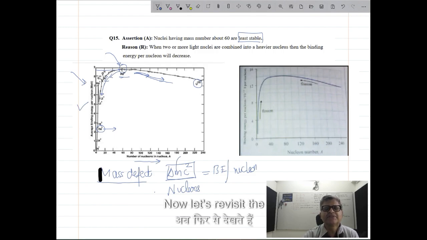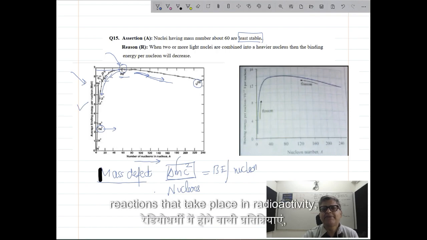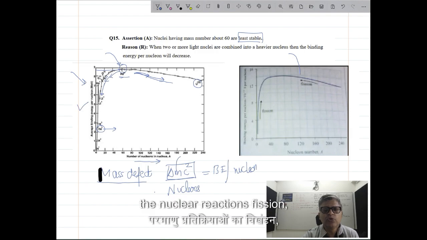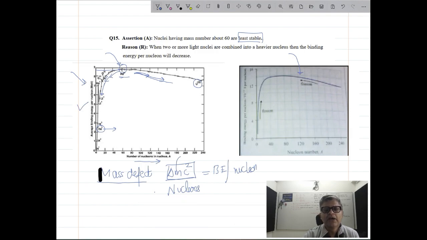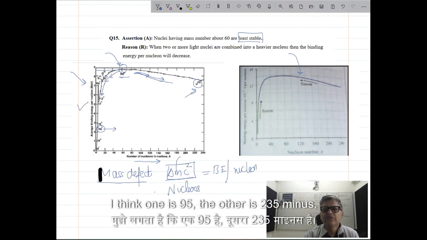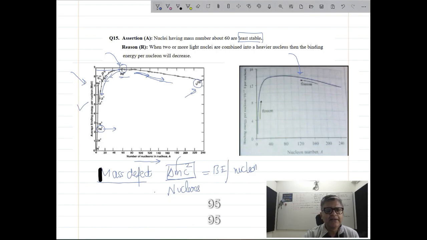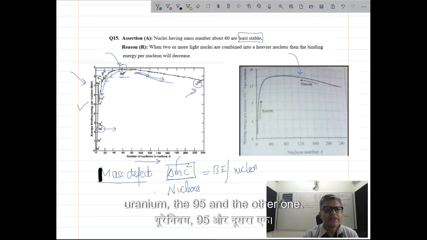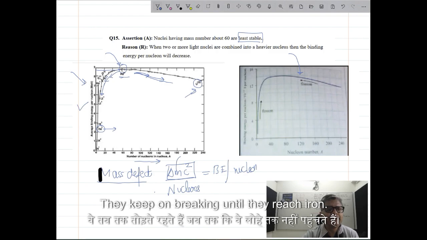Now let's revisit the reactions that take place in radioactivity, right? So the nuclear reactions, fission, right? What it does is it breaks the uranium into two parts. I think one is 95, the other is 235 minus 95. And then the daughter nuclei, which come from uranium, the 95 and the other one, they keep on breaking until they reach iron finally.